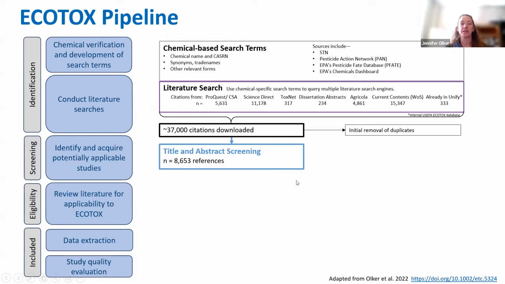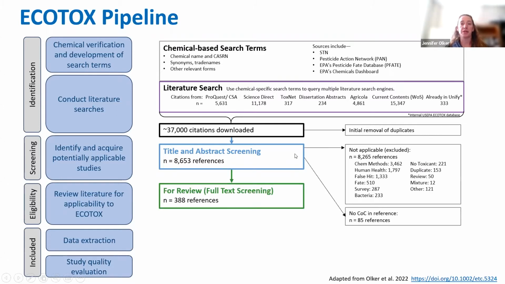At the title and abstract level, we are looking for applicability to ECOTOX. Specifically, is it an ecological species that is exposed to a single chemical with a known duration, and those that don't meet the applicability get tagged for the reason why they aren't there, such as it is a chemical method study, it is a human health study, it's a survey, there's no toxicant in the study, it's a review paper, we only do primary literature, or it's a mixture paper.